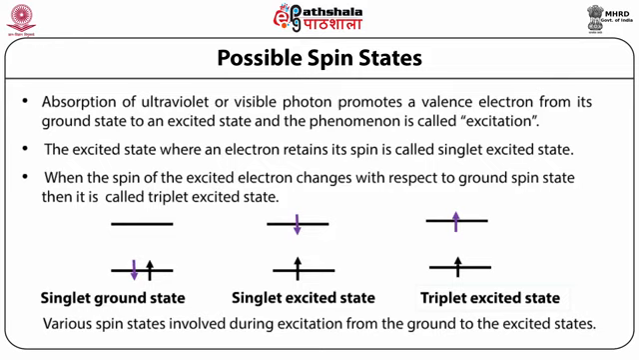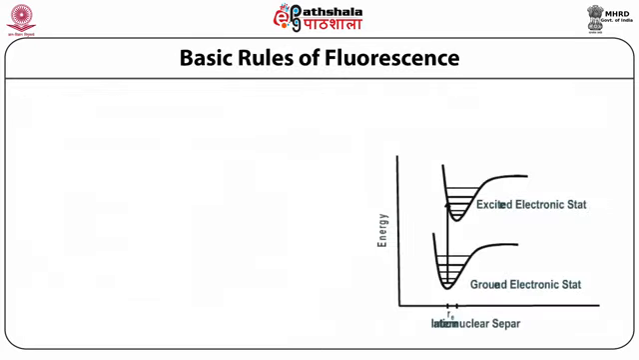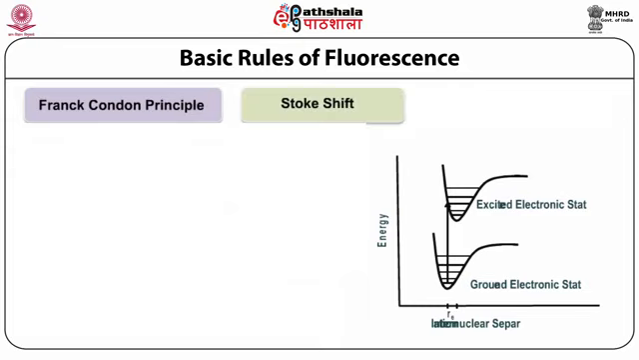Here, the wavelength of emitted photon is longer than the wavelength of observed photon, that is, lambda prime is greater than lambda. Fluorescence decays rapidly after the excitation source is removed. Basic principles of fluorescence: the materials showing fluorescence follow certain rules. First is Frank-Condon principle, second Stokes shift, and third is mirror image rules.